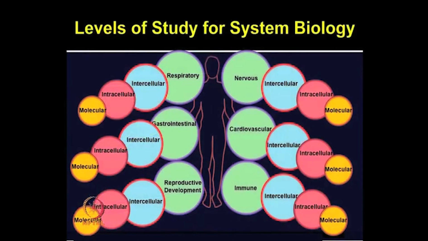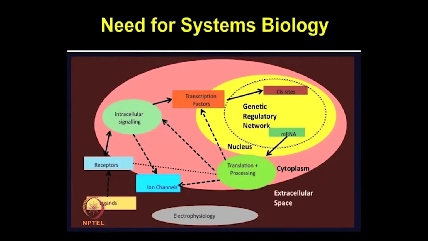Now, systems biology study can be done at different levels. For example, to study the complex physiology of humans, one can look at individual systems such as the respiratory system, nervous system, or other physiological systems. Studies can be done at the intercellular or intracellular level, and finally at the molecular level involving genomics, transcriptomics, and proteomics. So, why is there a need for systems biology?